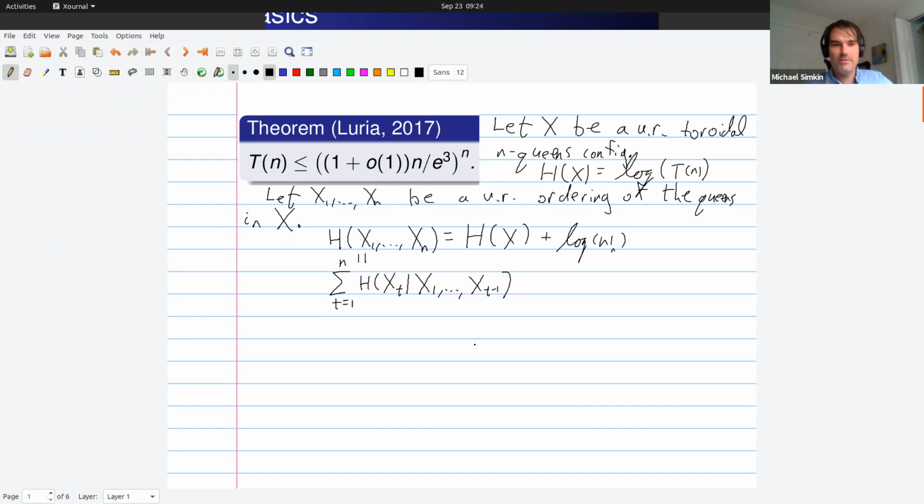So now, in order to bound H(x), what I want to do is find bounds on the following: supposing that I know t minus 1 queens out of a configuration, how much information do I now need in order to find out what the next queen is? So now I can start actually doing combinatorics and drawing queens configurations.